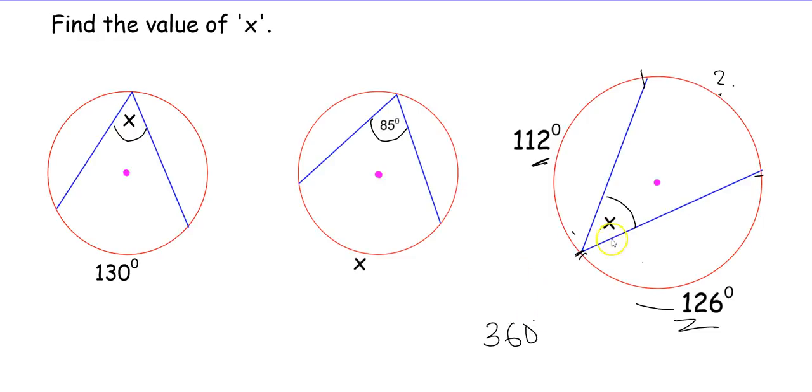You know that the measure of the whole circle is 360 degrees. From 360 degrees, take away those 2 pieces to get the measure of this arc. And once you have the measure of this arc, you can very easily find the inscribed angle. Please try. Thank you.